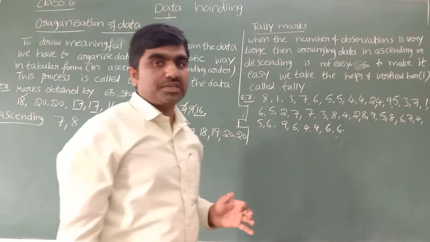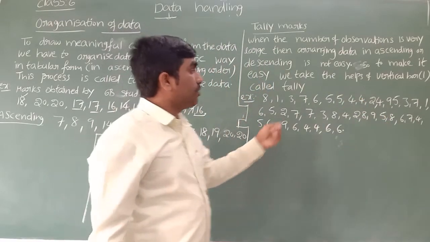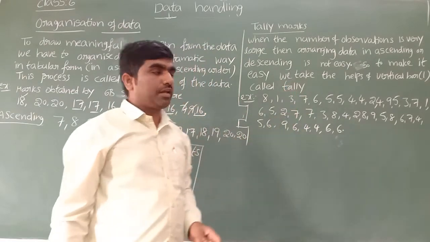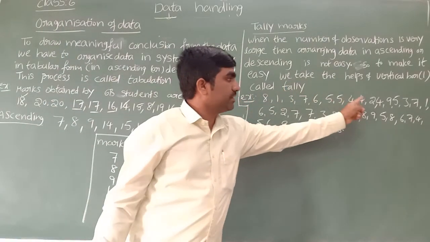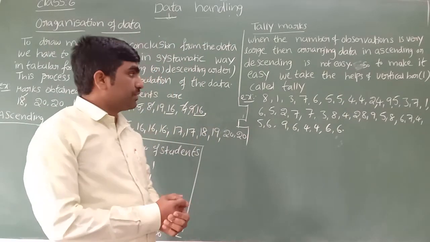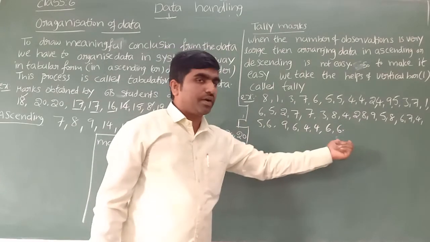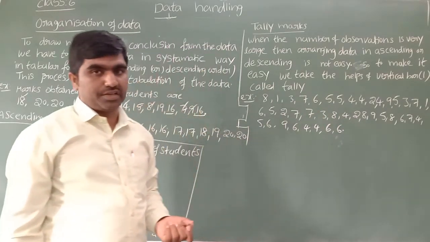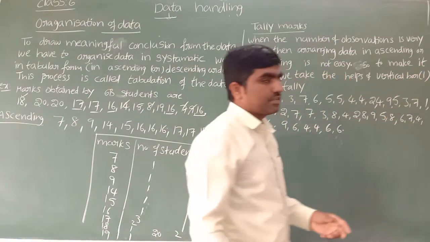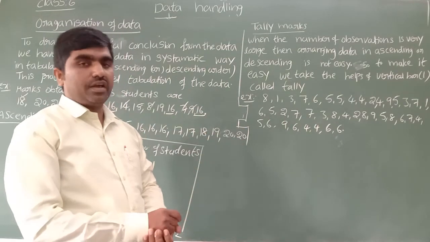With the help of these we can arrange the information easily when we have a large number of observations. What do we call this vertical bar? It is called a tally mark. Here you can see an example: these are the marks of 60 students. Here you can see many observations. Writing in ascending order and again in tabular form is not easy. So in such a case, we take the help of tally marks. With the help of tally marks, we can present it in a table.